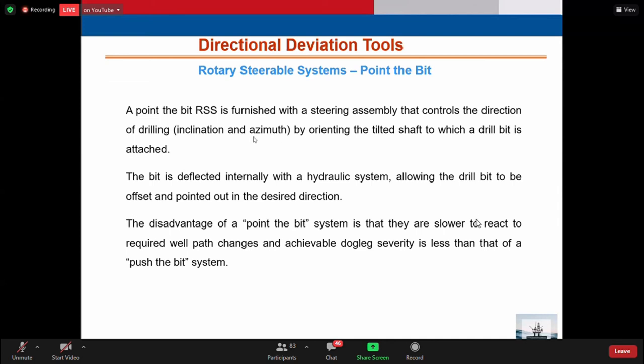Also, the bit is deflected internally with a hydraulic system that allows the bit to be offset and pointing to the desired direction. The disadvantage of the point the bit system is that it is slower to react to the required path change, and the achievable dogleg severity is less than that of the push the bit system. So, the disadvantage of point the bit is the slower reaction. For the push the bit, it's faster, and the dogleg capability would be less than the point the bit.